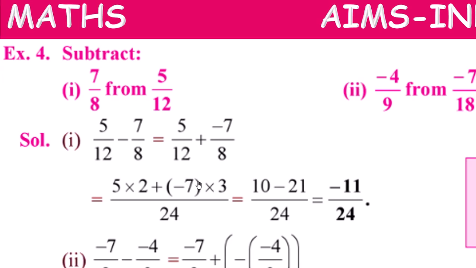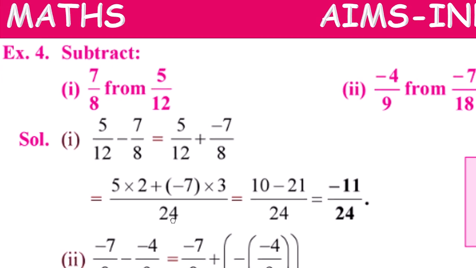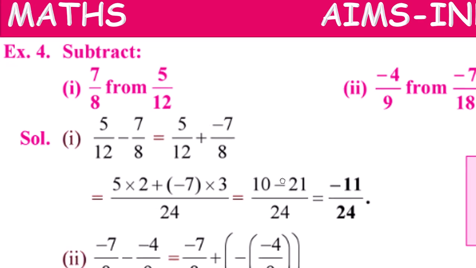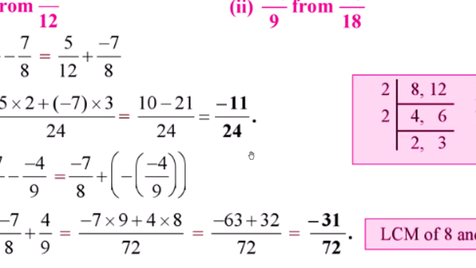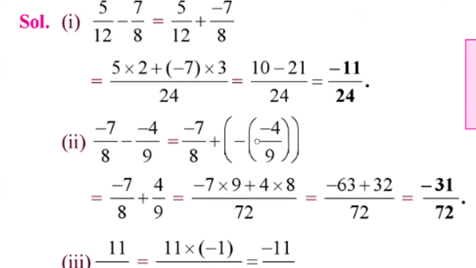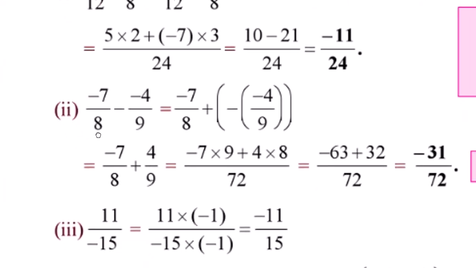Now 12 and 8, what is the LCM? 24. 12 goes 2 times, so the coefficient is 2. We multiply 5 into 2, and 8 goes 3 times, so 3 into minus 7. 5 twos are 10, 7 threes are 21, and plus into minus is minus, so minus 21 by 24. Minus 21 plus 10 is minus 11, so minus 11 by 24. That is the answer.